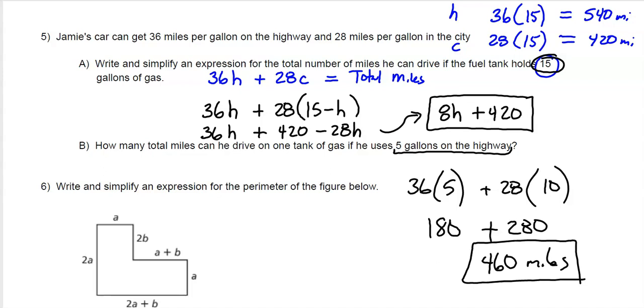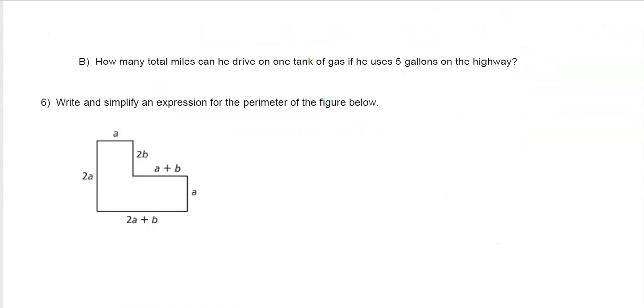And if I check that on my model right here, if I try this 5 gallons right in here, I would get 8 times 5 is 40 plus the 420. That also checks out to be 460 miles. So I just came up with my own expression to represent that. That one was a little bit tricky.